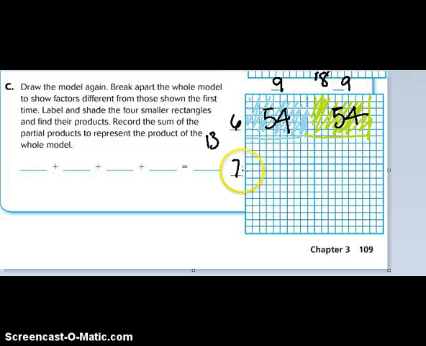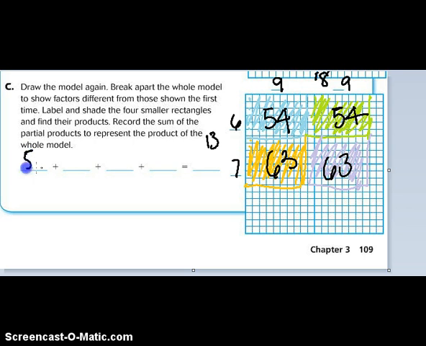Let's look at 7 times 9 now. 1, 2, 3, 4, 5, 6, 7. And 9 is here. Naturally, when you do this, it's going to be much neater. And 7 times 9, we know, is 63. And then we're going to have the same thing over here. 7 times 9, which is also 63. Now we can add these up.